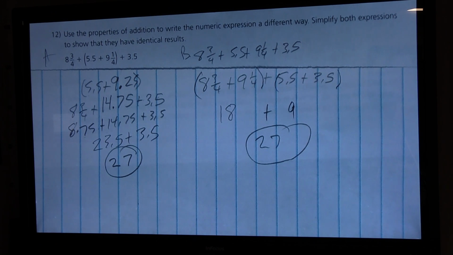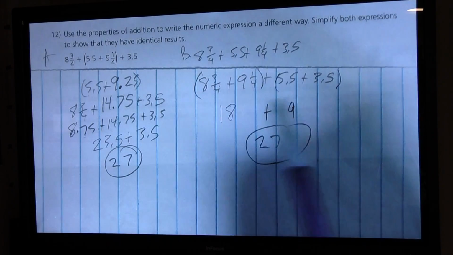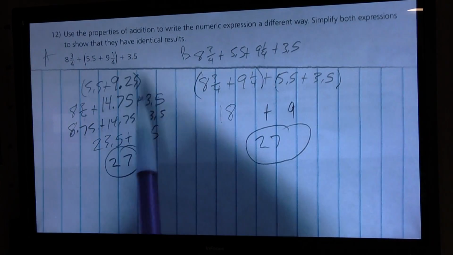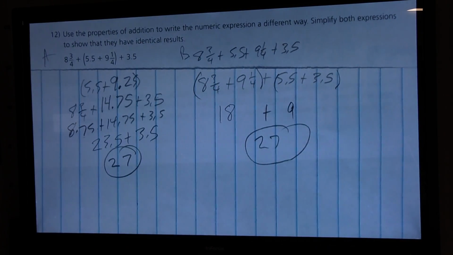I was able to do a lot of my computation in my head, mental math. I was able to find the answer using what I know about commutative and associative properties of addition, and I was able to get my answer. I mean, it was a whole lot easier, and a lot less steps than over here. It was a whole lot easier and a whole lot quicker.